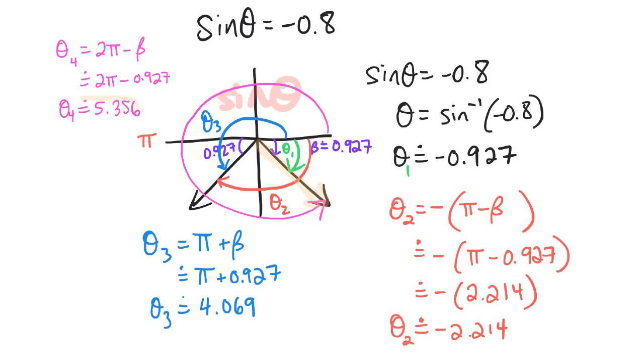I have the one that I just found, theta 4, going all the way to that terminal arm in the fourth quadrant. I have theta 3 that goes all the way to the terminal arm in the third quadrant, and those are both positive angles going in the positive direction. Then I have the negative angle that goes to the terminal arm in the fourth quadrant, and the negative angle that goes to the terminal arm in the third quadrant. So I have all 4 answers.